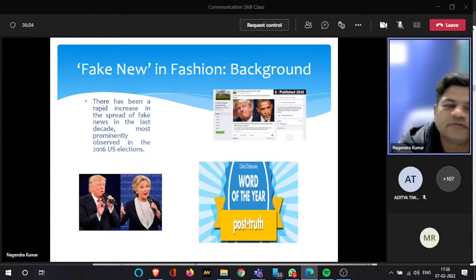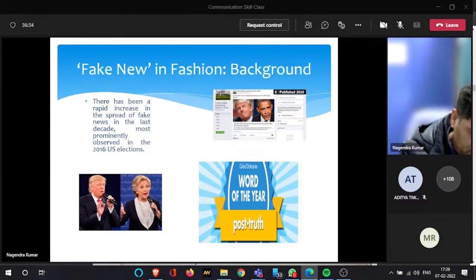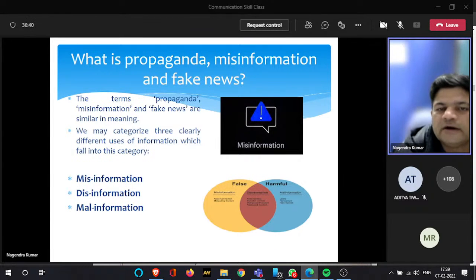This may be used by companies for gaining sales. This may be used by individuals for gaining popularity. This may be used by political parties for gaining power and support and whatnot. I mean, this may be used for a variety of purposes. This may be used by one nation against another nation. And this is being used very, very prominently. And the terms that are synonymous with this are propaganda, misinformation.